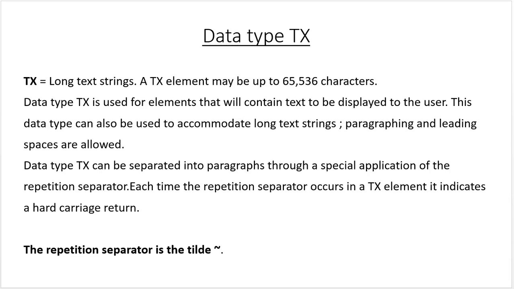Data type TX. TX is for long text strings. A TX element may be up to 65,536 characters. Data type TX is used for elements that will contain text to be displayed to the user. This data type can also be used to accommodate long text strings. Paragraphing and leading spaces are allowed.